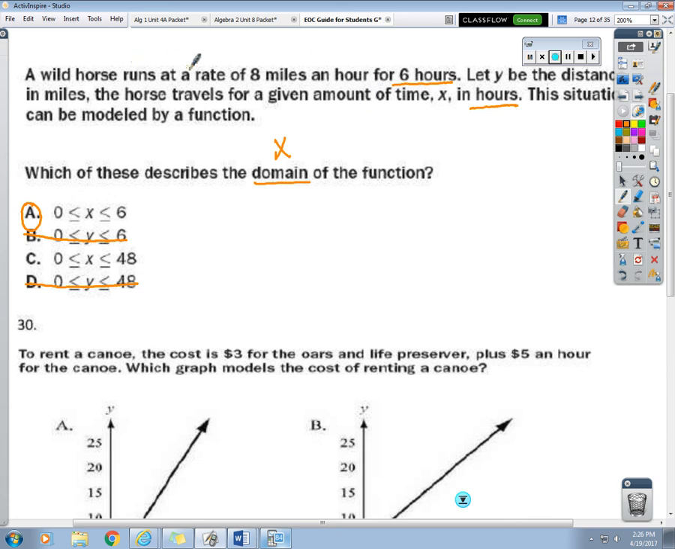Guys, look, the wild horse runs at a rate of 8 miles an hour for 6 hours. So his maximum time is 6 hours. He runs between 0 hours and 6 hours. Well, I mean, hopefully yes, but sometimes word problems don't always make sense.